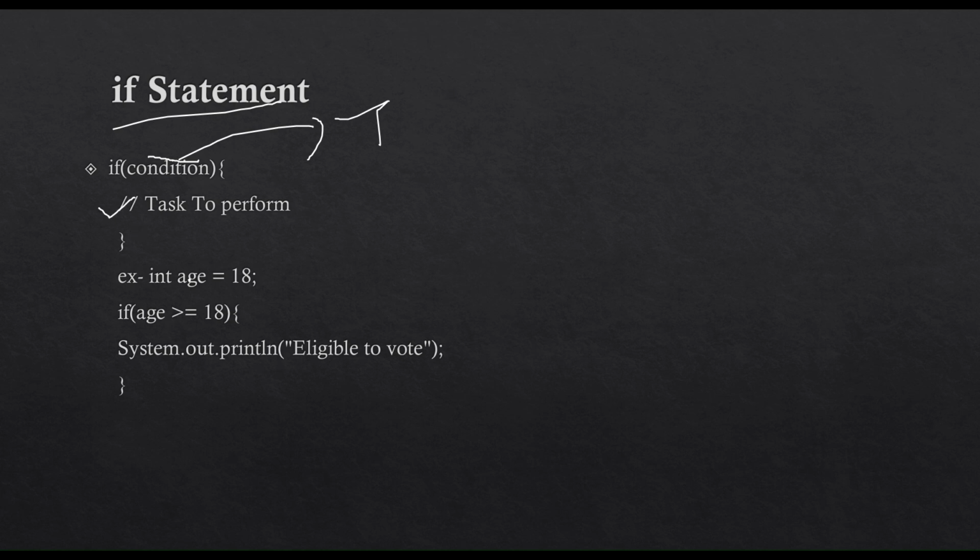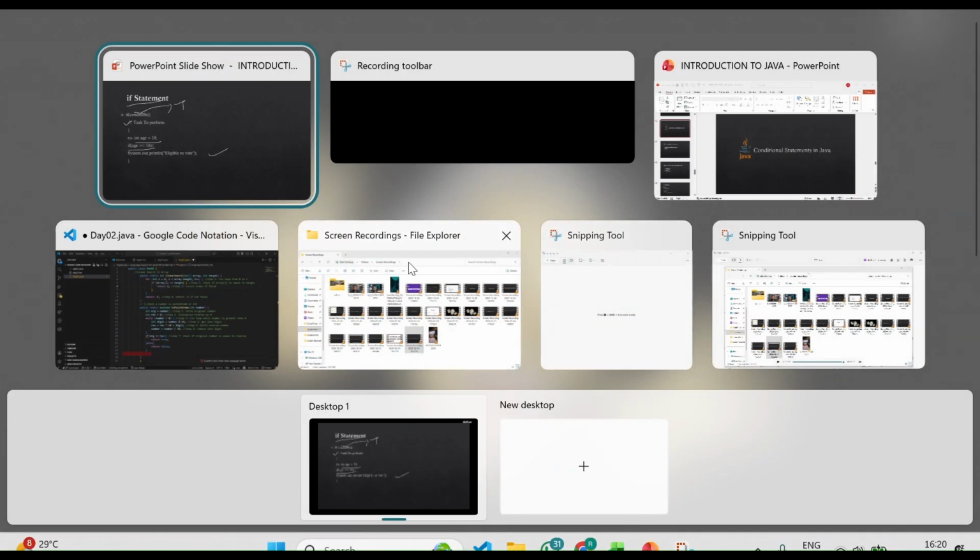Okay, let's see an example: int age equal to 18. If age is greater than or equal to 18, we say that it is eligible for vote. Okay, let's write a code.